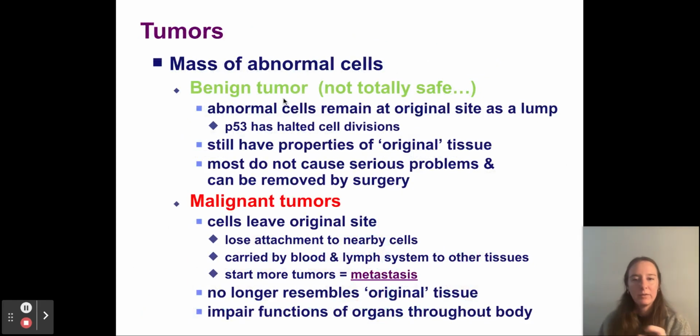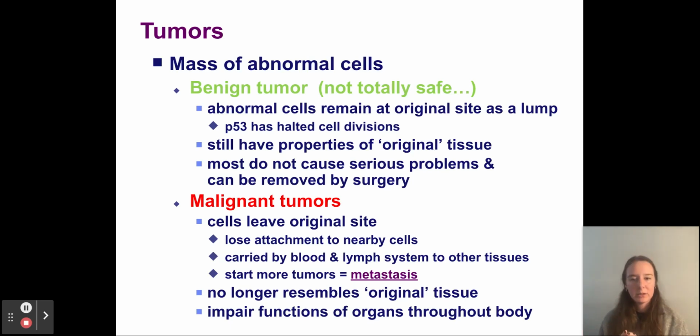All right, so again, if you have a tumor, a mass of cells, it can be called a benign tumor. It's not totally safe because it can still grow, but they usually stay in the same space. They don't really move until p53 halts cell division. So they don't keep growing, because eventually p53 will work and then it will stop the cell from dividing. The tissue that has been invaded by the benign tumor still has the same properties, so it's not going to become damaged too much. The cells around the tumor don't cause serious problems. They can be removed by surgery, not a problem.